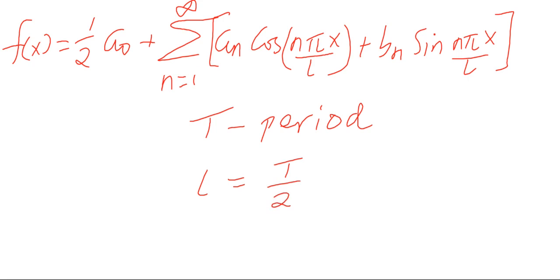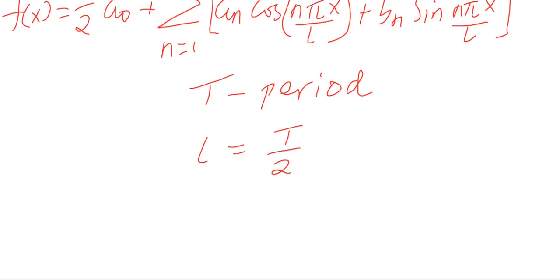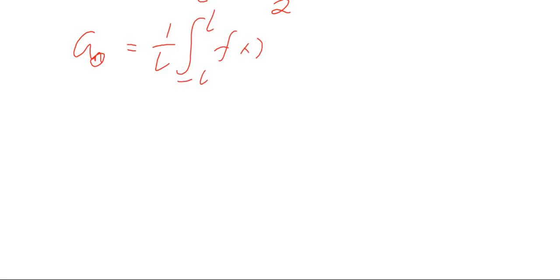Now we can consider a simple case where T is 2 pi, and if T is 2 pi, then L will be equal to pi. And if you have L equal to pi, then pi can cancel with this other pi, and you will just have nx. Now, we have the coefficients. We define the coefficients. The first one is a naught, which is 1 over L, integral from minus L to L, f of x dx.